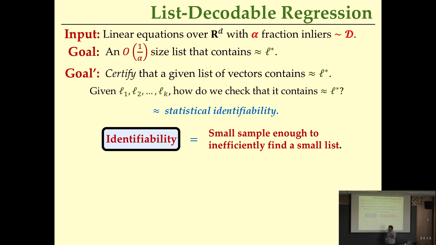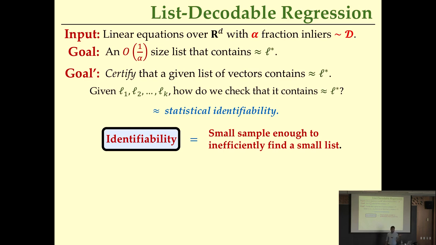We are going to make assumptions on the inlier distribution, which makes it possible for us to uniquely recover a list that contains L star. You want to say it can't happen? Yes, if the distribution of the inliers is nice enough, then it cannot happen. But the important thing is that the assumption will only be about inliers. The adversary's game will not be controlled. Okay? Good. It's an important point that Gary pointed out.